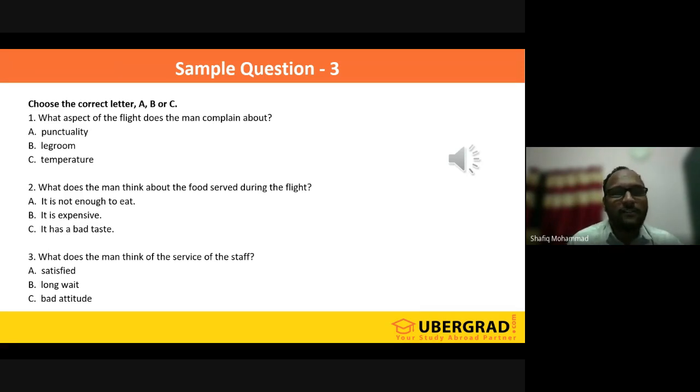In reading, you have the paper, you have the entire thing, and you need to answer from the passage. But in listening, once the audio runs on to a different part, definitely you will not get it.